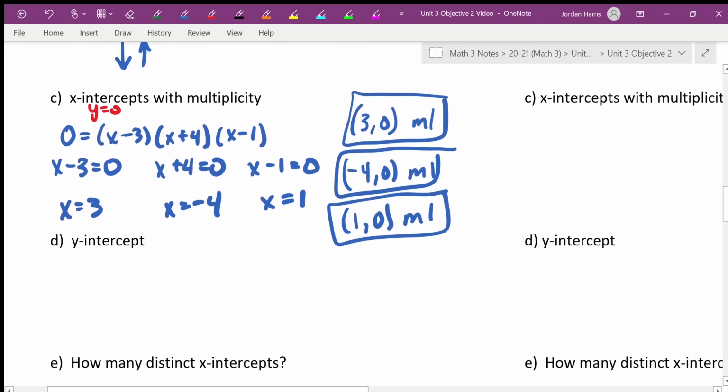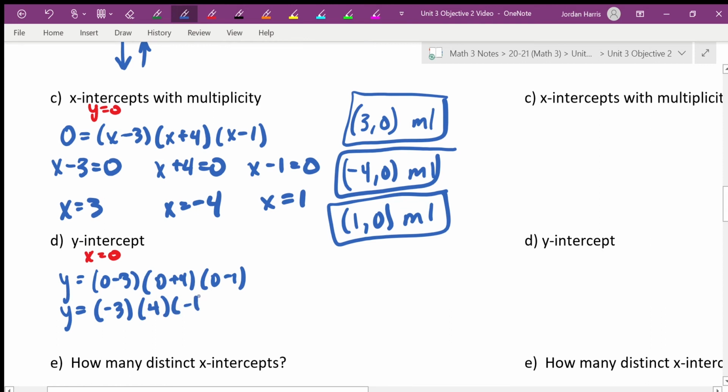Okay. Now your y-intercept, remember that is x equals 0. So y equals 0 minus 3, 0 plus 4, 0 minus 1. Follow your order of operations. So it's negative 3, positive 4, negative 1. Negative times a negative makes a positive, so it's going to end up as positive. 3 times 4 times 1 is 12. Y equals 12. Notice that y-intercepts do not ask for multiplicity because they will always cross through. Only x-intercepts do you have to worry about multiplicity.